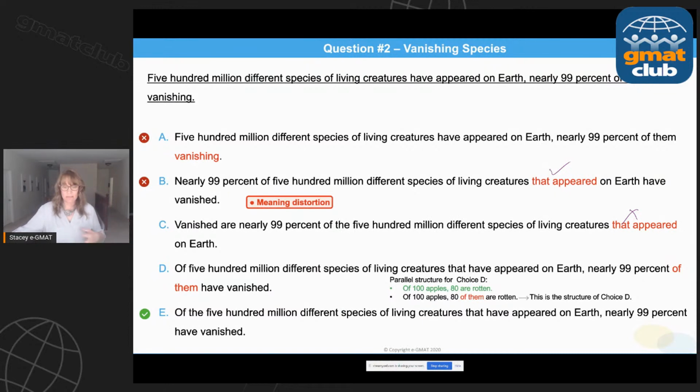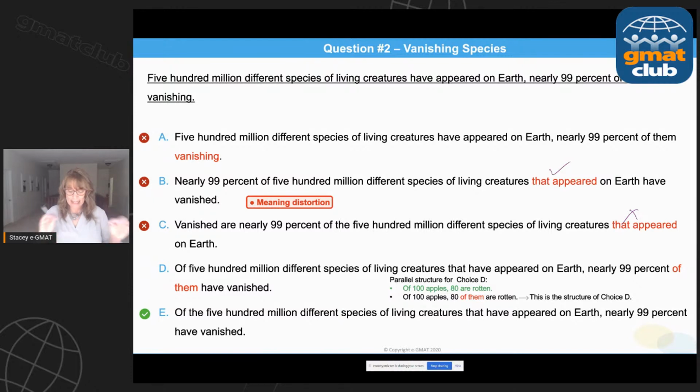That's not working for us. Choice D, if you look at the structure here of 500 million different species of living creatures that have appeared on Earth, nearly 99% of them have vanished. So I want you to look at the parallel structure that we have there, okay? Because the structure in choice D is, again, giving us this sampling, so to speak.